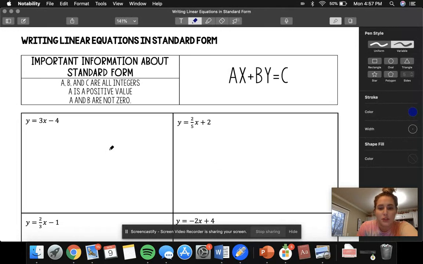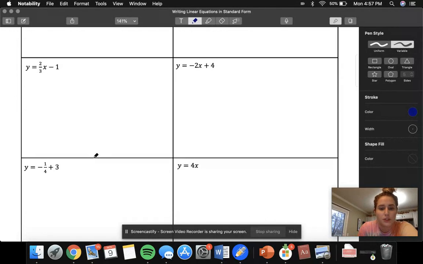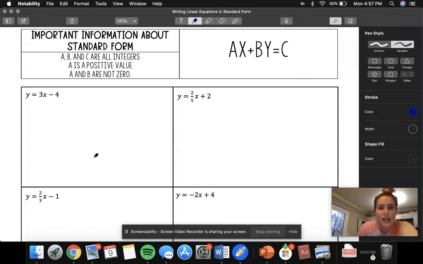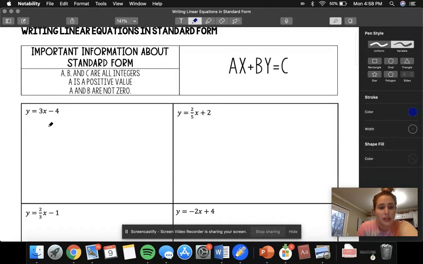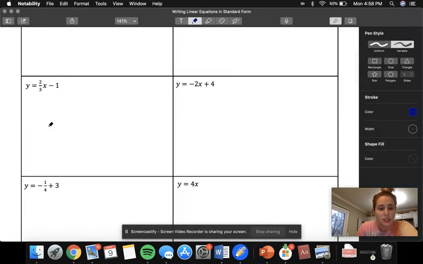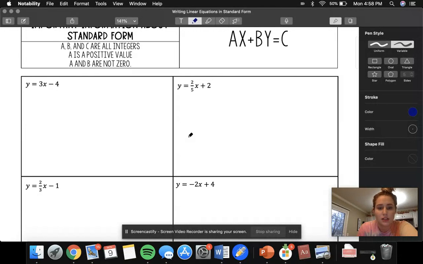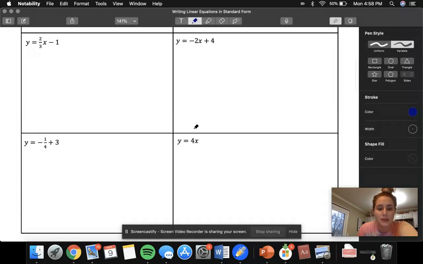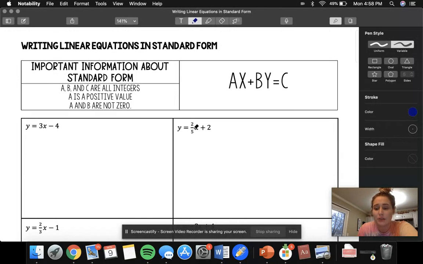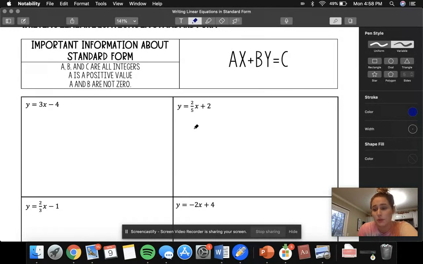Okay, so I'm going to show you guys a couple different ways to do these problems. The first thing is these problems are in slope-intercept form, and we practiced converting problems that were in standard form into slope-intercept form. But now since we are semi-comfortable with standard form, we need to do the opposite and convert it back into standard form. Some of these have fractions in the slope. Some of them have positives and negatives. I'm just going to show you guys a couple different ways you could do these problems.